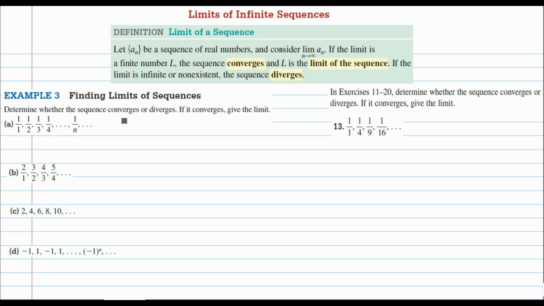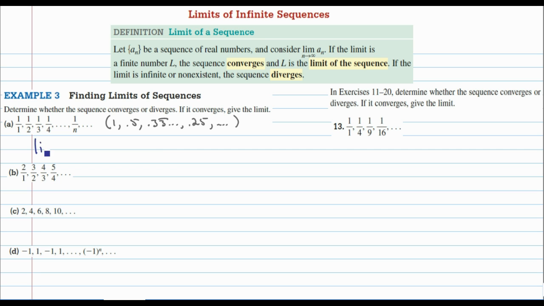This first entry, 1 over 1, is 1, then 1/2 is 0.5, 1/3 is 0.3 repeating, 1/4 is 0.25, etc. And you can see these values are getting smaller and smaller, approaching 0. Now, of course, we can't do that so trivially. We have to use a limit by the definition of what was given to us in the book here.